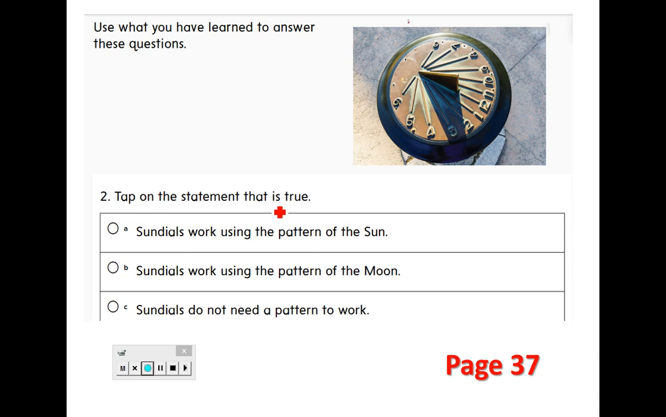Tap the statement that is correct. Sundials work using the pattern of the sun. It uses the sun, yes or no? Sundials work using the pattern of the moon. Sundials do not need a pattern to work. What do you think? Which answer is correct? A, B, or C? I'm giving you a second to think. And I'm sure all of you chose A because we said sundials use the pattern of the sun to tell us the time.